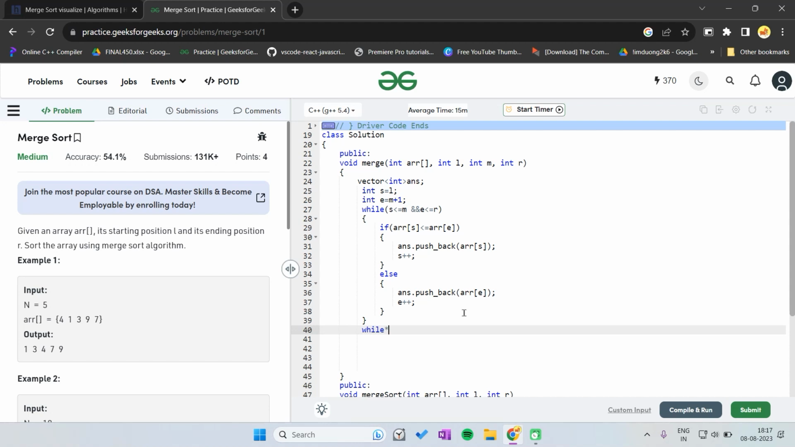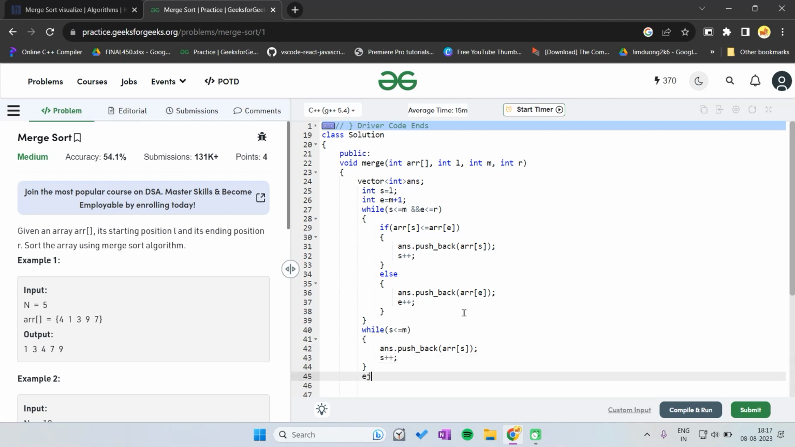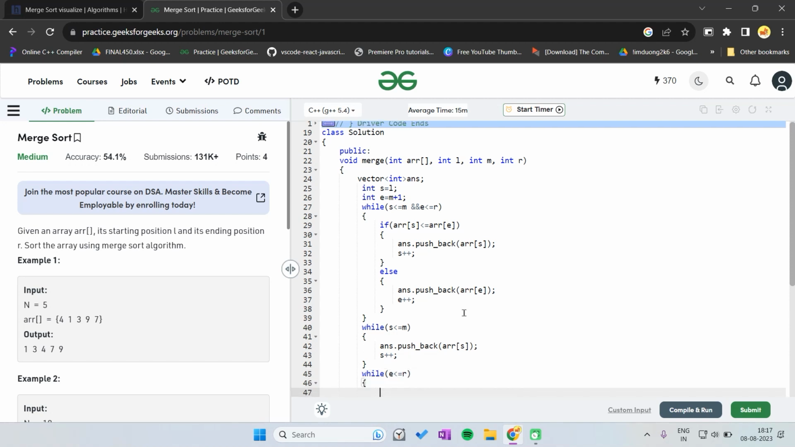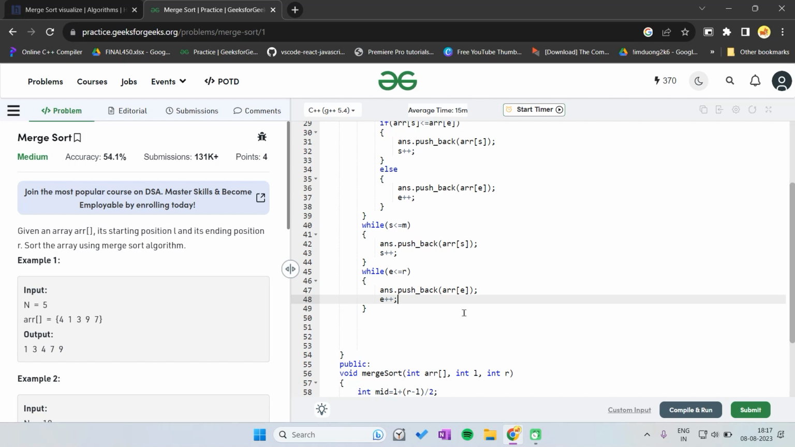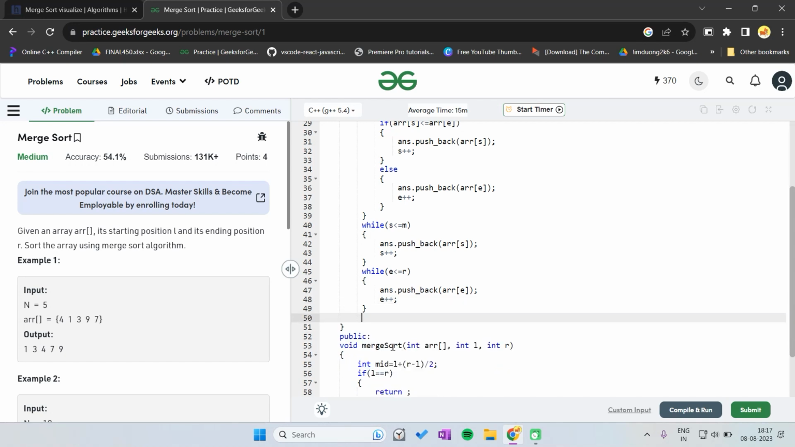So while s is less than m, we have to push the remaining elements of the array into the vector. And if there are remaining elements, then push them into the vector. And in the last, what we have to do is we have to modify the array.